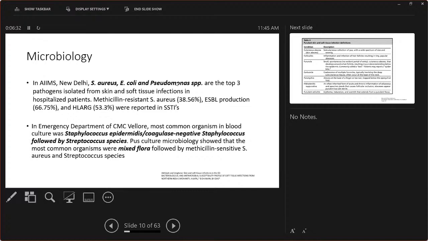Other places like CMC Vellore, where they have done the study, have found lower percentages of MRSA. This study was done in 2004. Recently they again did it in 2017 in the Department of Microbiology, and the same percentage was seen.